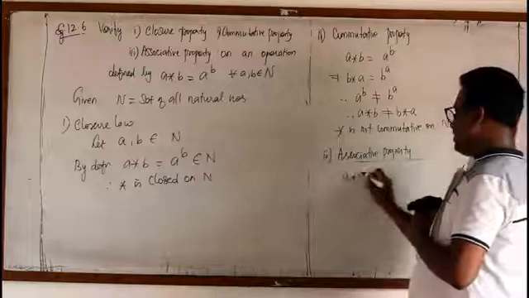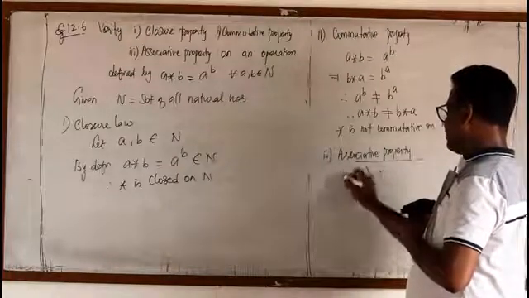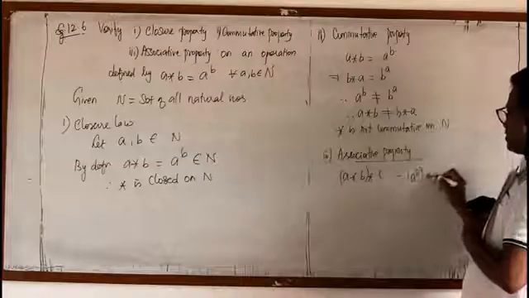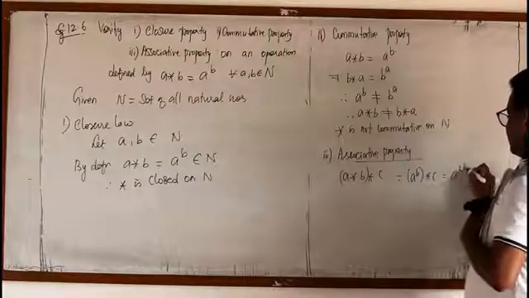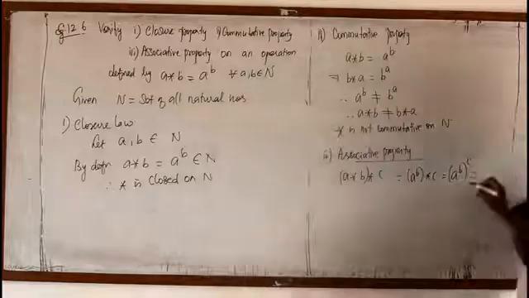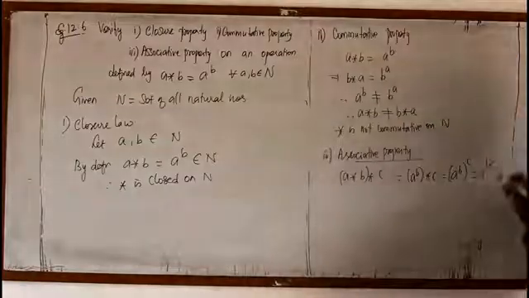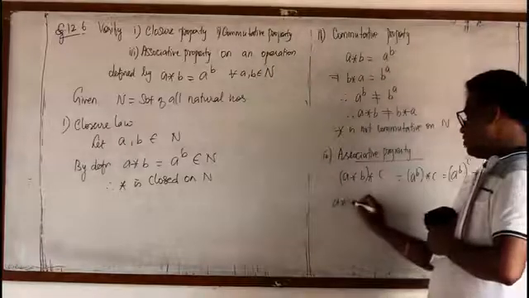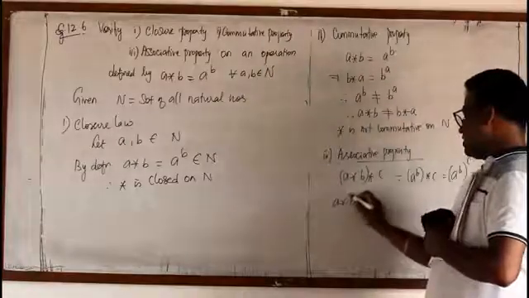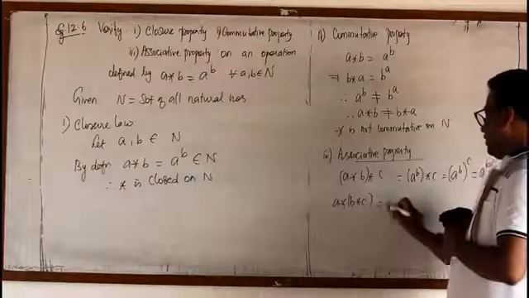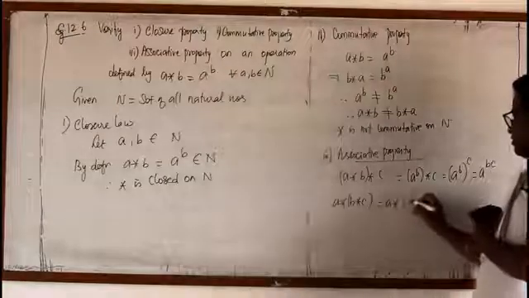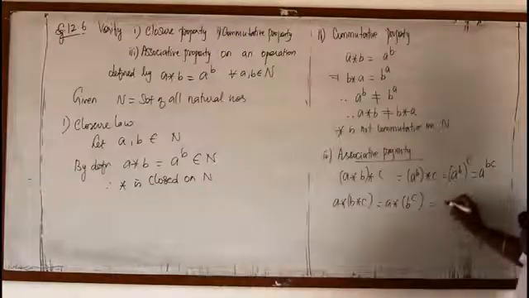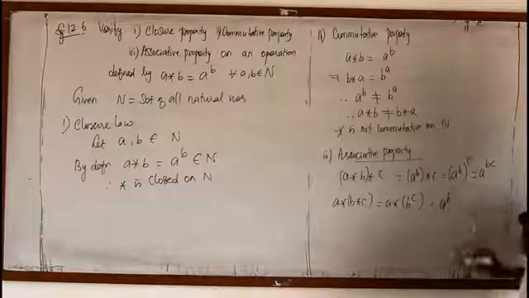Then, associative property. Let me take three elements, (A star B) star C. As per star, it is A power B star C, then it is (A power B) power C. Power of power means I can multiply. It is A power BC. Let us see what happens in the other order, A star (B star C). It is A star, as per the bracket, B power C. Then as per the star, it is A power (B power C).